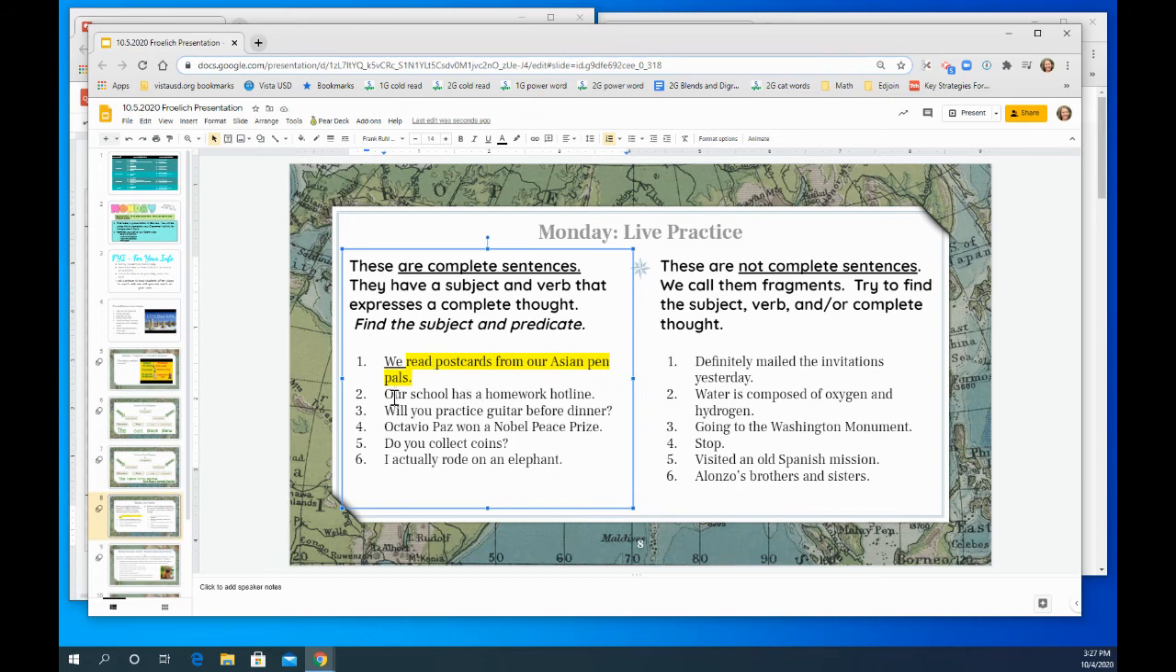The next sentence says, our school has a homework hotline. So what is this sentence about? The subject. Well, you said our school.